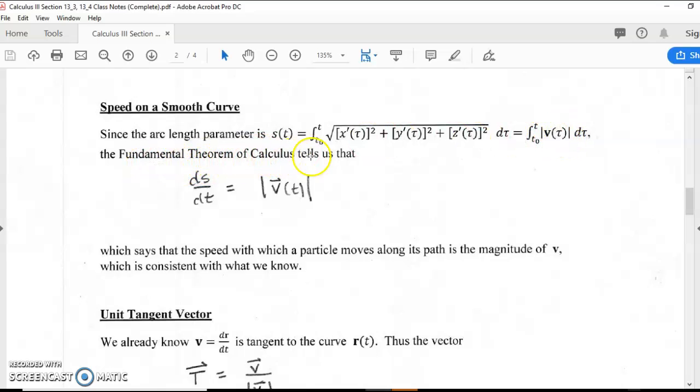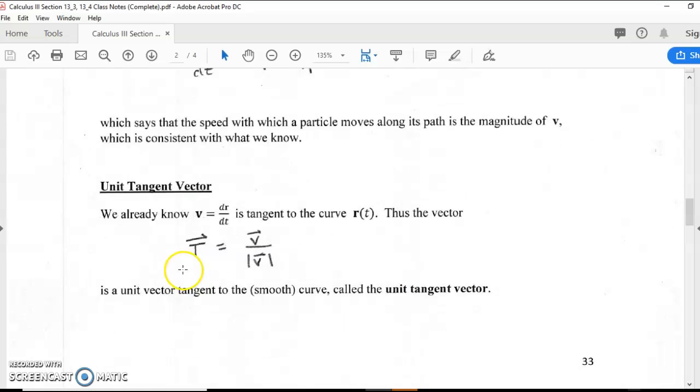The fundamental theorem of calculus tells us that if I take the derivative of s, the arc length, with respect to t, then from the first fundamental theorem of calculus, I forget if it's part 1 or 2, it doesn't really matter, if I take the derivative of this integral, I just get the magnitude of v of t, which is speed. So ds dt is another notation, but it just means speed, which says that the speed with which a particle moves along its path is the magnitude of velocity, which is consistent with what we already know.